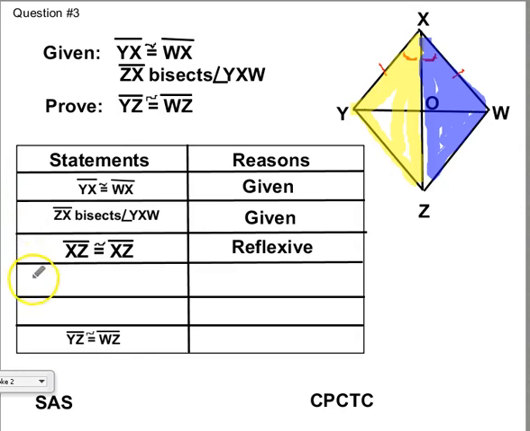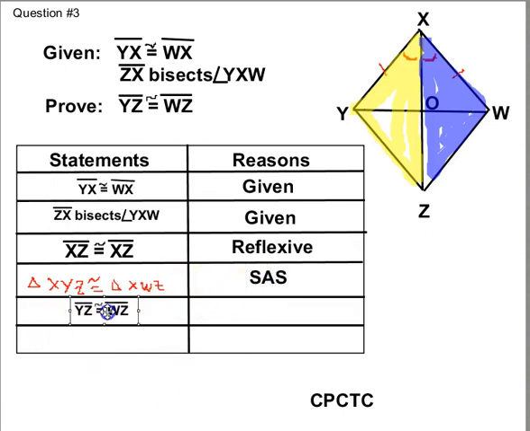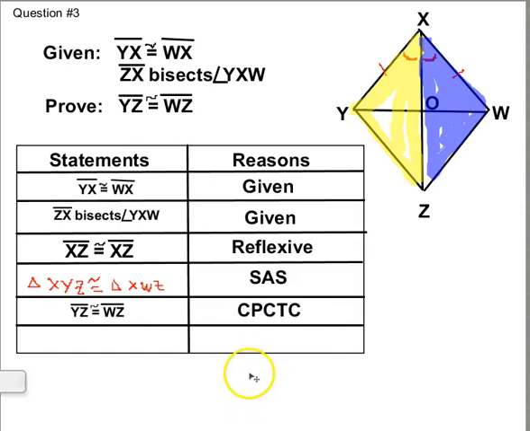So guess what? We're going to fill in the blank here. So triangle XYZ is going to be congruent to triangle XWZ by side angle side. And then, I got one too many rows. YZ is congruent to WZ. And that's, my friends, all there is to it. So that's question number 3.